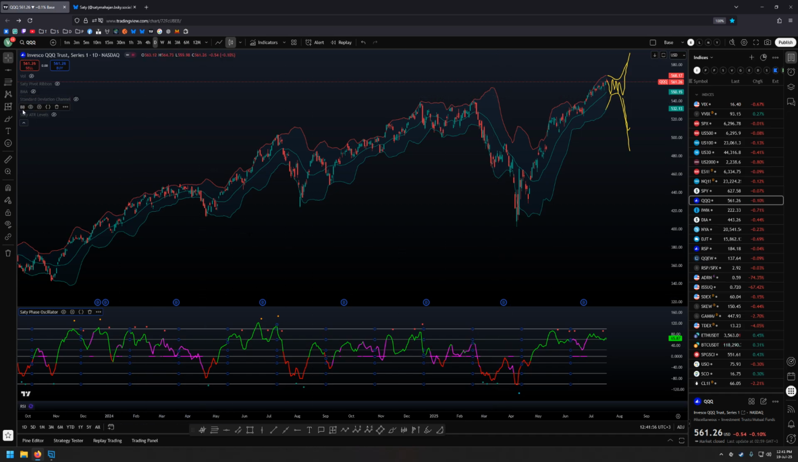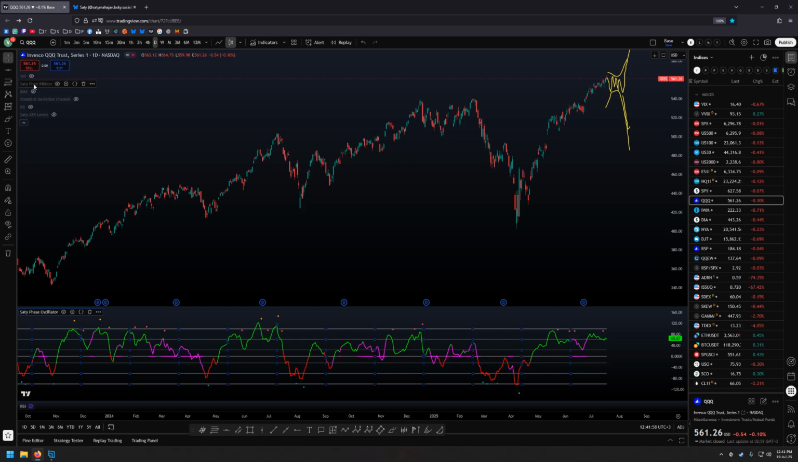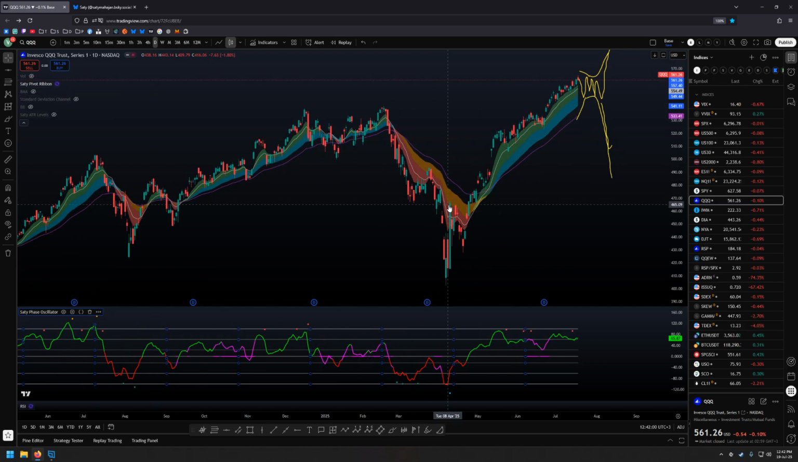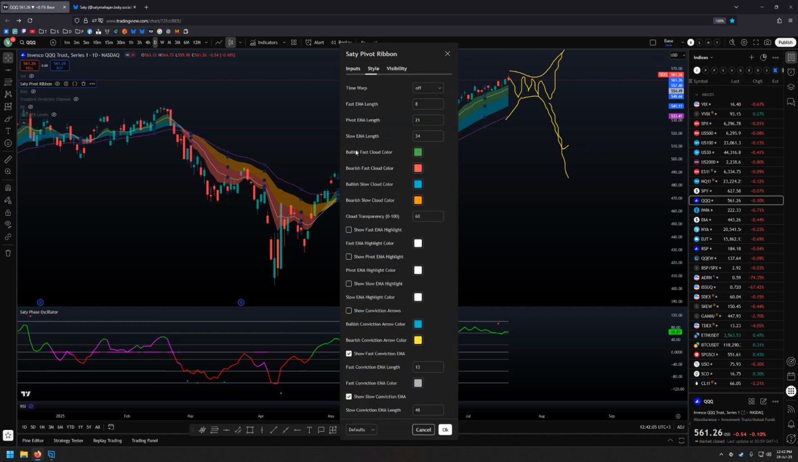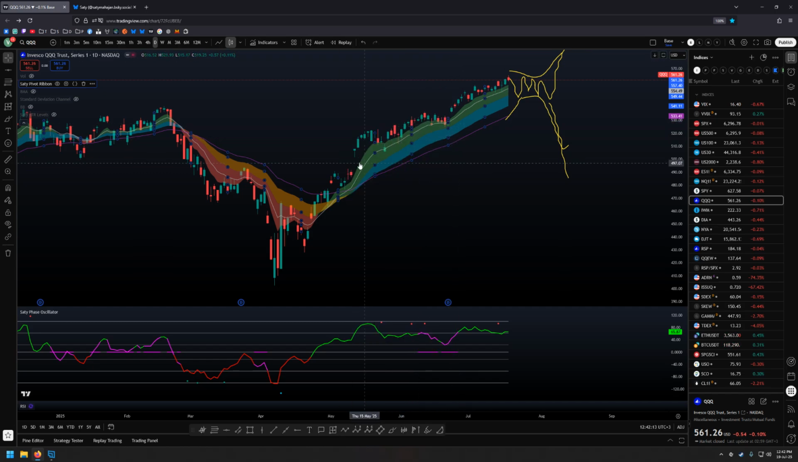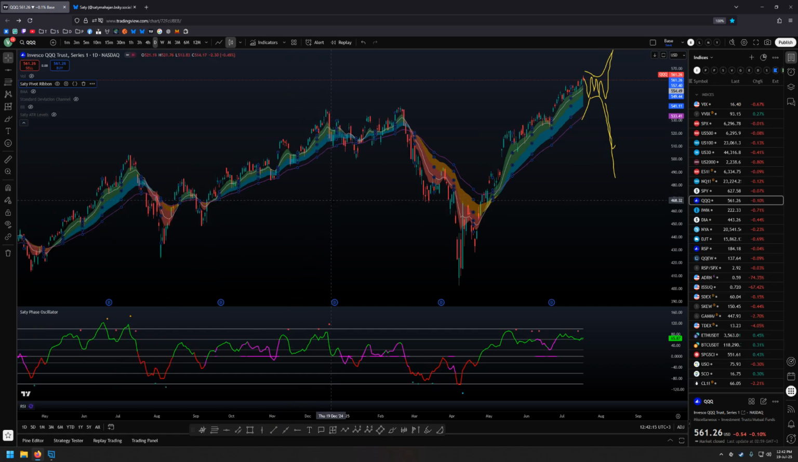Next, I'll turn Bollinger Bands off because that was the one. Then there is the pivot ribbon. The pivot ribbon is a combination of various moving averages, also Fibonacci levels like 8, 21, 34. These are Fibonacci levels, various EMAs, and so on. And how to use this one is basically, it will show you the trend.